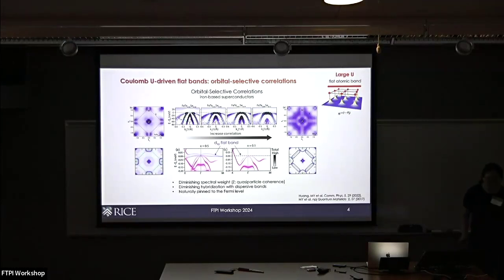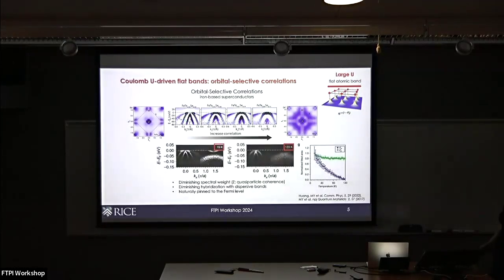Another aspect of this kind of correlation-driven flat band is that as we change temperature, the spectral weight or coherence of these extremely flat bands also disappears slowly as you crank up the temperature. You can see here this band is gone when we raise the temperature, and the hybridization with the dispersive states is also turned off. So in summary, for these correlation-driven flat bands, the flatter the bands are, the smaller the quasi-particle coherence or spectral weight. And because they are induced by correlation, the location of these flat bands is very close to the Fermi level. I think this is what a lot of us already know.